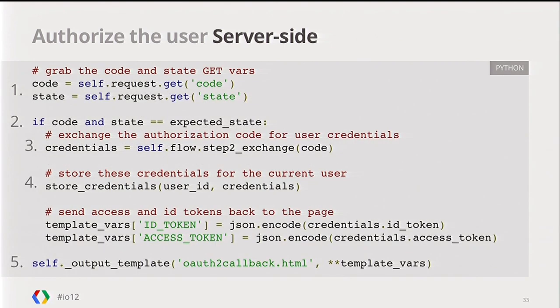This is what it looks like in code. Step one is right up there at the top. We get the code and the state. And then step two, we're going to verify that the state is what we expect. Oh, I'm sorry, step 3 is exchanging the credentials, and then 4 is storing them. And then 5, we're just going to output that web page, passing it the credentials so it can put those into the gappy.connect.complete function.